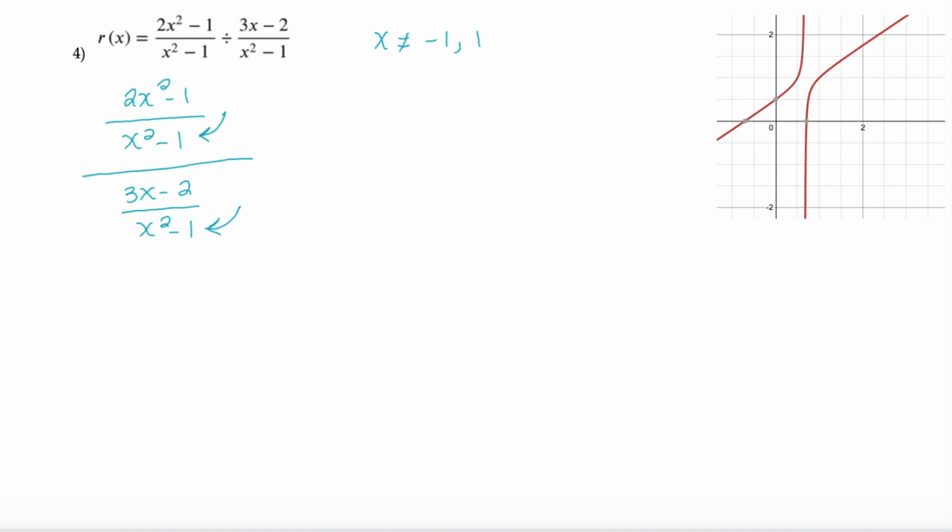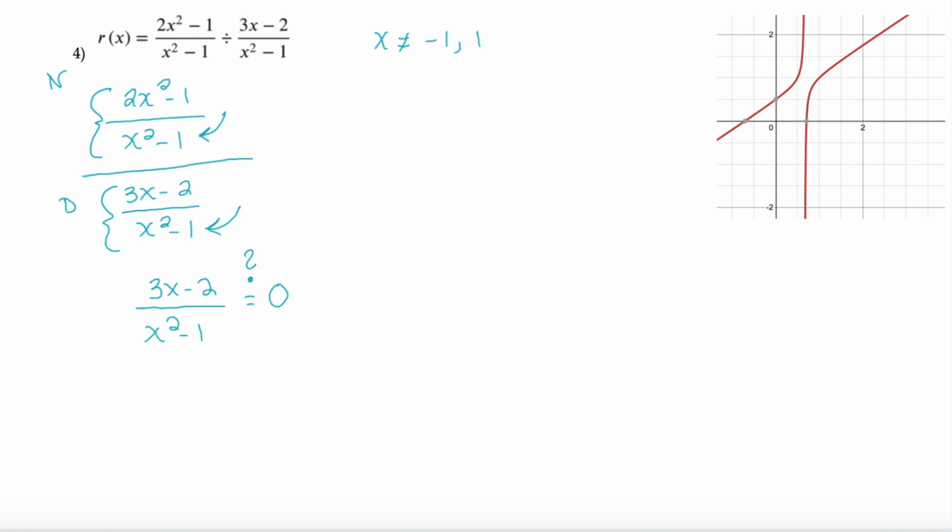But notice this top fraction is the entire numerator and this bottom fraction is the entire denominator. So we have to worry about 3x minus 2 over x squared minus 1. Where is this equal to 0? Because we are going to have to look at a place where this can't be 0 either. So where is 3x minus 2 over x squared minus 1 equal to 0? Because we want to avoid this denominator being 0 as well.